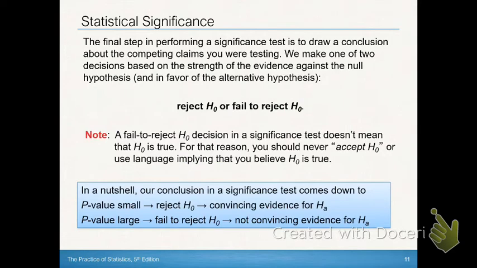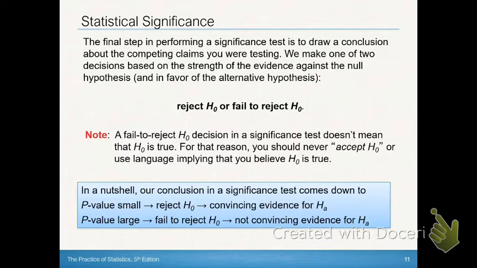When we go to write our conclusions for a significance test, there's really only two things that we can do. We can either reject the null hypothesis or we can fail to reject the null hypothesis. Be aware that failing to reject the null is not the same as accepting the null. So you should never write a conclusion that says that you believe that the null hypothesis is true. And you should never say something like you are accepting the null hypothesis.